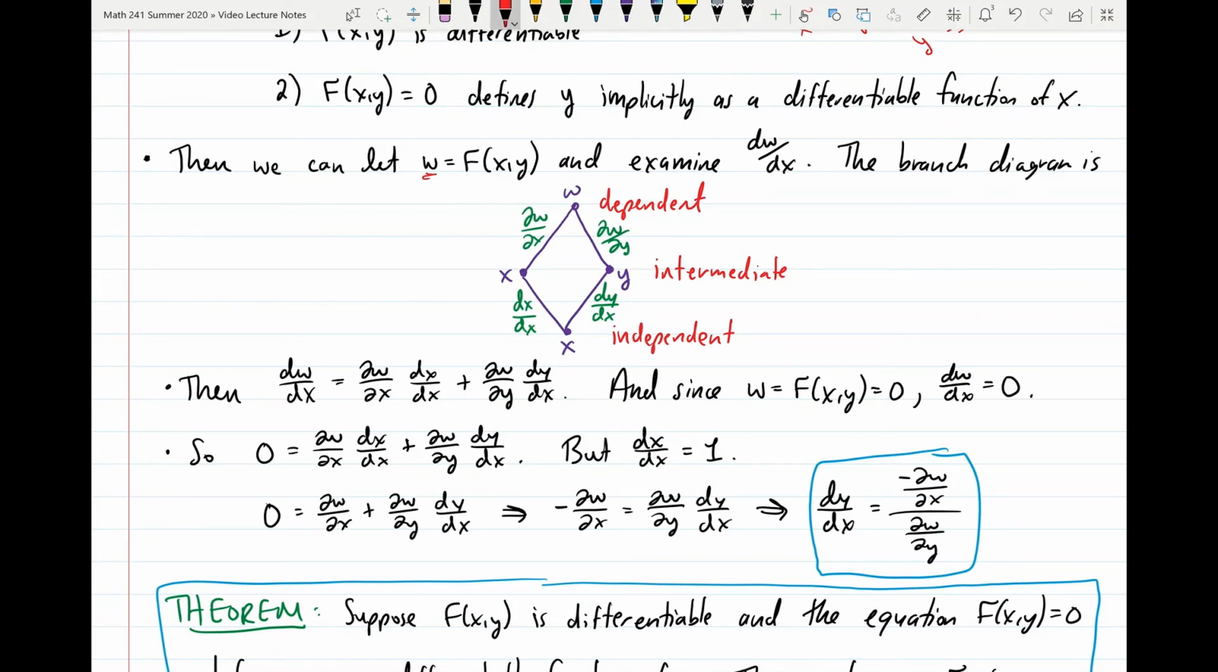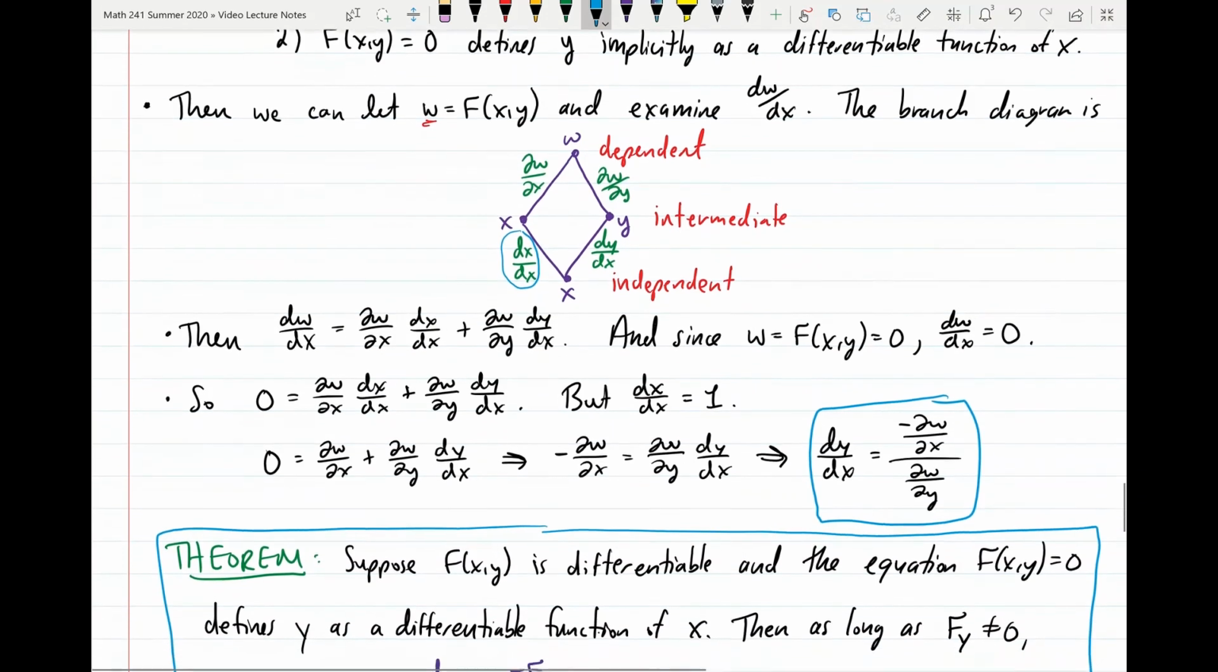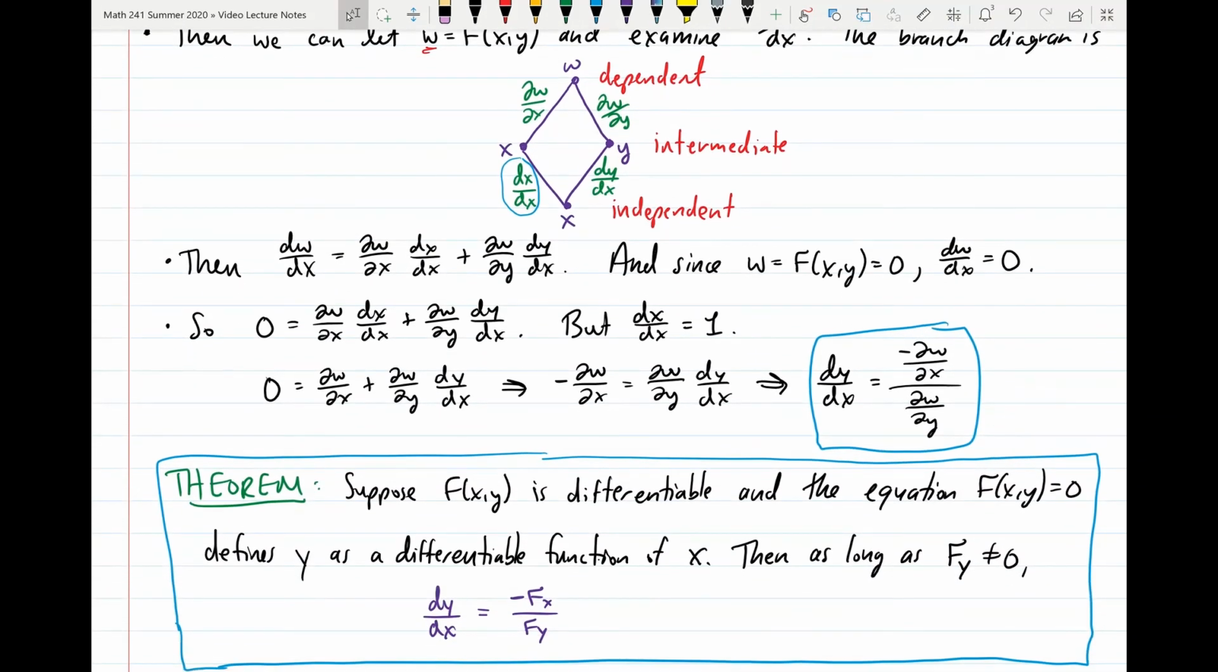So w is our sole dependent variable at the top. We have x and y as intermediate variables, and then x as the only independent variable at the bottom. Notice that we do have this weird derivative of x with respect to x showing up here, but it won't cause any problems. It'll actually simplify nicely. So then, the derivative of w with respect to x is equal to partial w with respect to x times dx/dx plus partial w with respect to y times dy/dx.